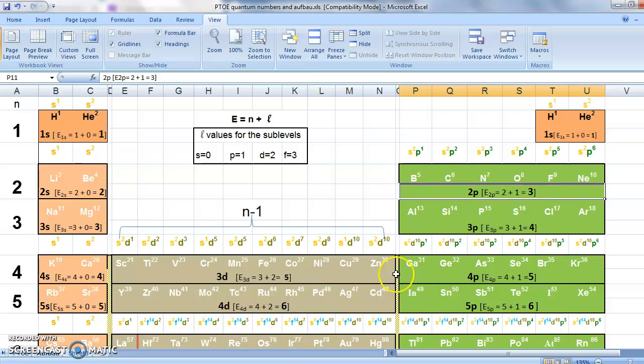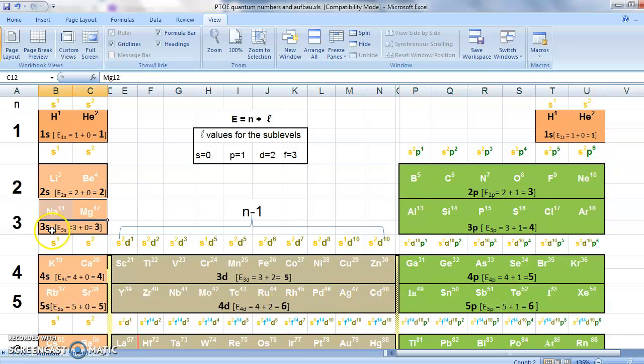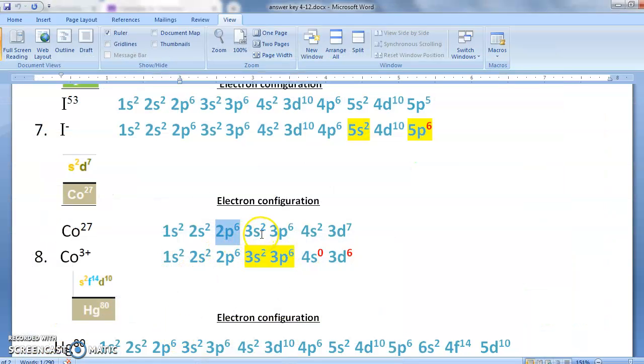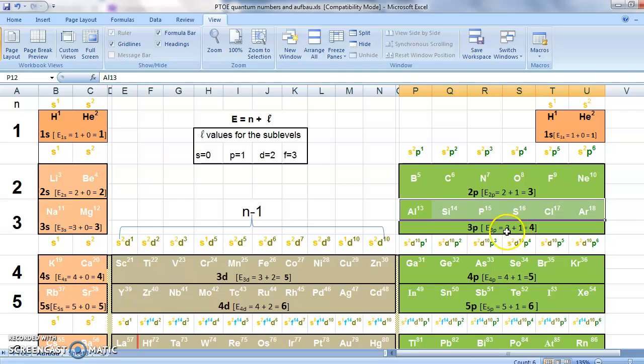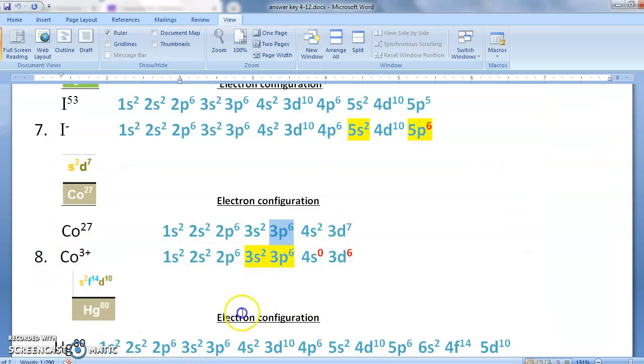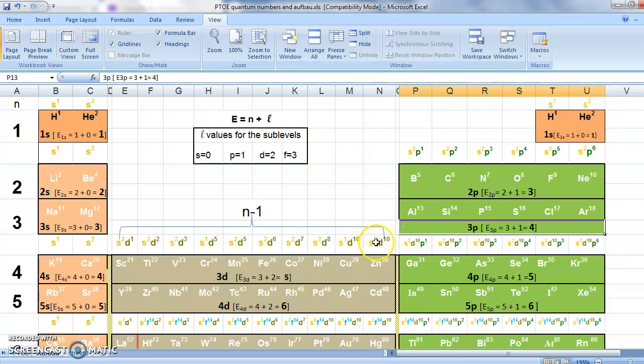We continue down after the 2p6. Number 10 takes us to 11. 11 and 12 are the 3s. There's 2 elements there. 3s2. Follow the numbers. From 11 and 12, we go to 13 through 18. There's 6 elements there. 3p6. Now we come down to here. After 18 is 19 and 20. I'm just following the numbers till I get to cobalt 27.